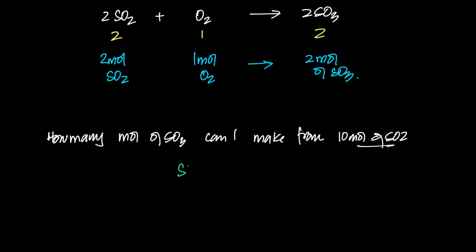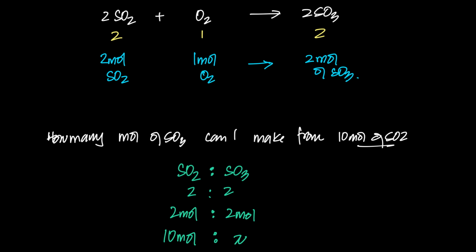structured. So they've given you SO2 and they want SO3. So SO2 is your known and SO3 is your unknown. And their coefficients in the equation are 2:2. What that means is the ratio is 2 moles is to 2 moles. If the ratio is 2 moles to 2 moles, then 10 moles will be how much? And all you have to do is cross multiply, and X here will come out to 10 moles. So this might seem very obvious, but yes, 10 moles of SO2 can make 10 moles of SO3.